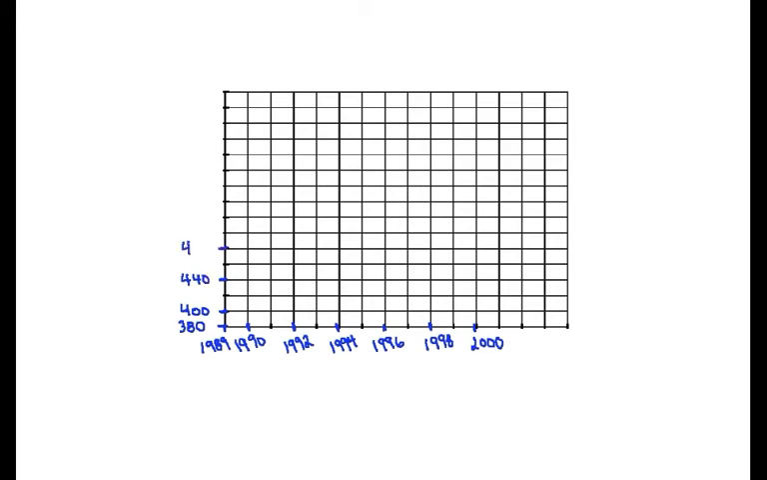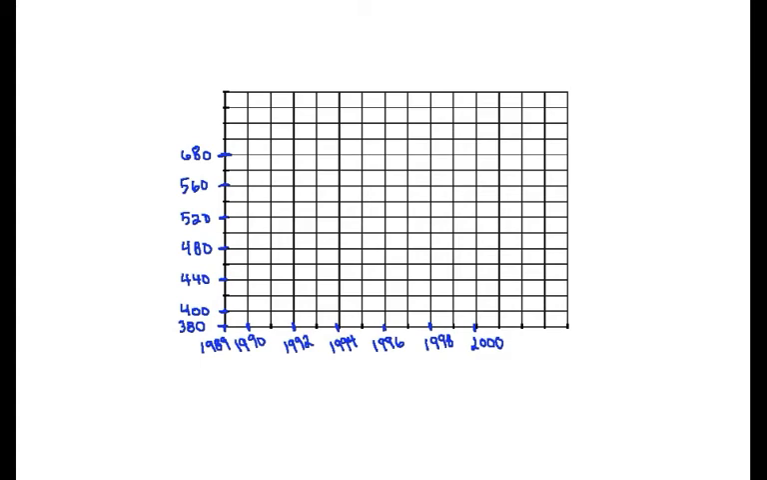Now up to 480. Now up to 520. 560. And 600. It is absolutely critical that our scale be consistent. Each of these tick marks on the y-axis is worth 20. Each of the tick marks on the x-axis is worth 1. That has to be consistent over the whole axis.